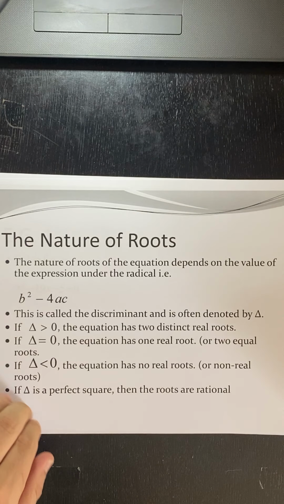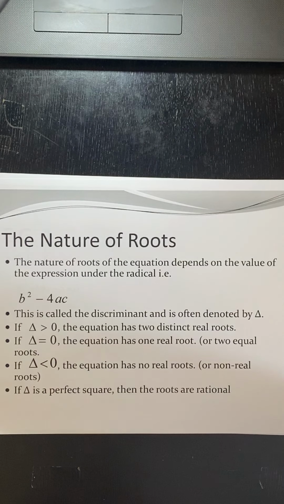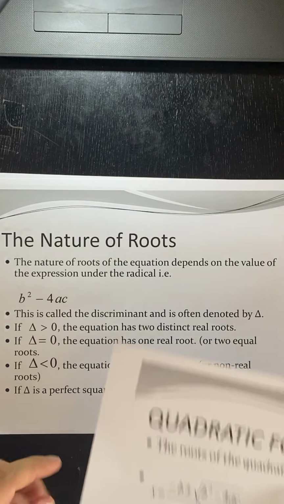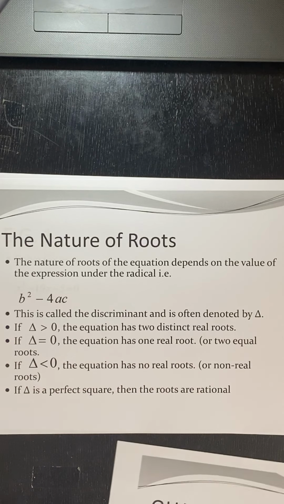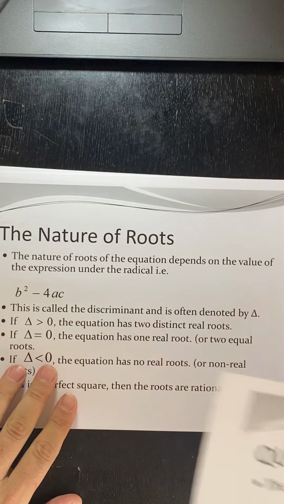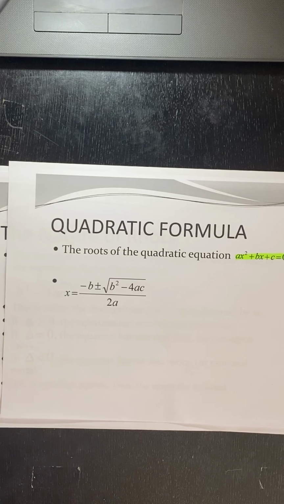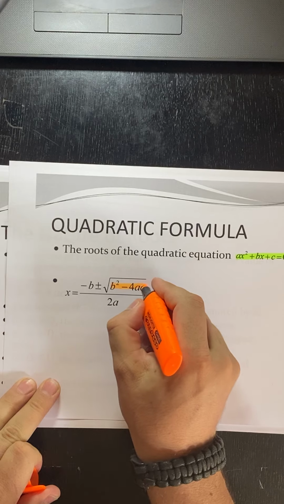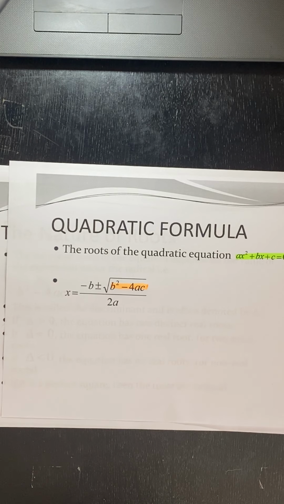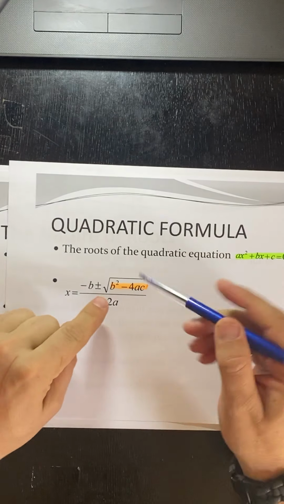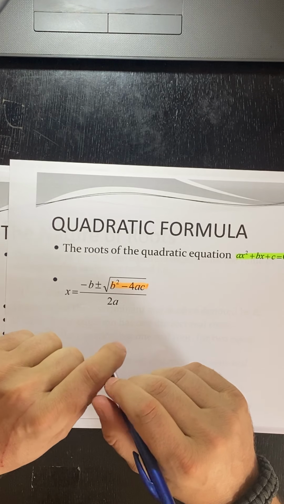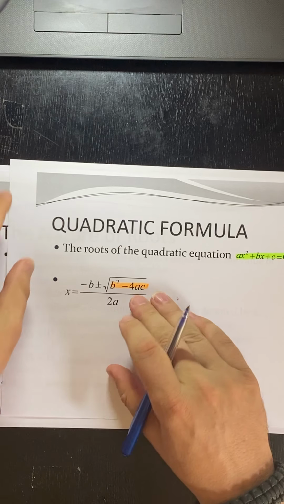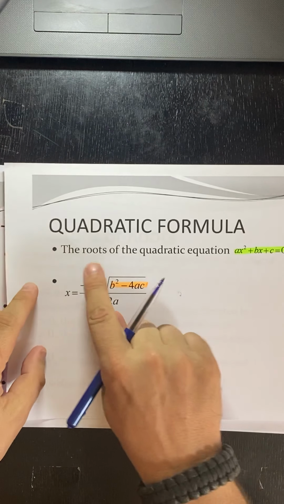Now, what I want to talk about is the nature of roots. The nature of roots is this b squared minus 4ac, and we're getting that from our formula over here. It's under the square root. Depending on what this b squared minus 4ac comes out to be, we can either take the square root of it or we can't, and that helps us decide what the roots are going to be.